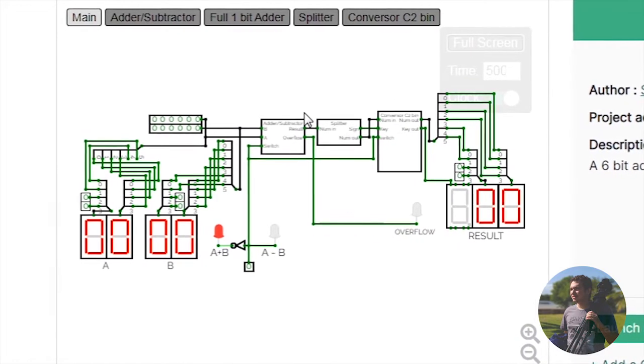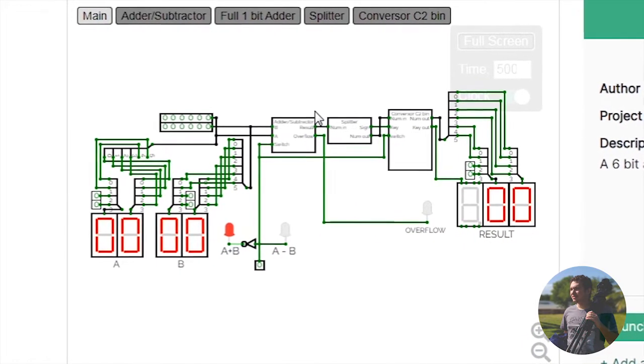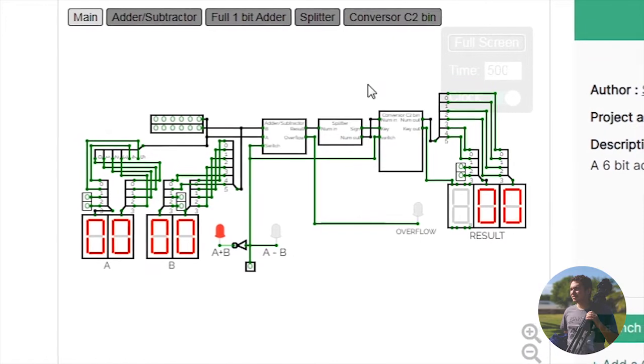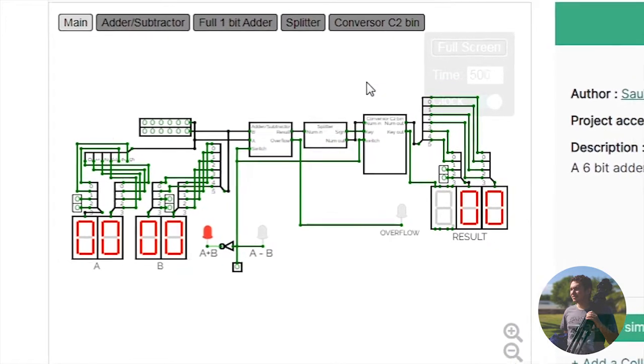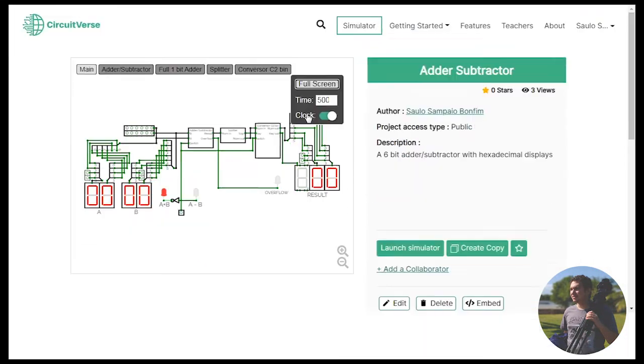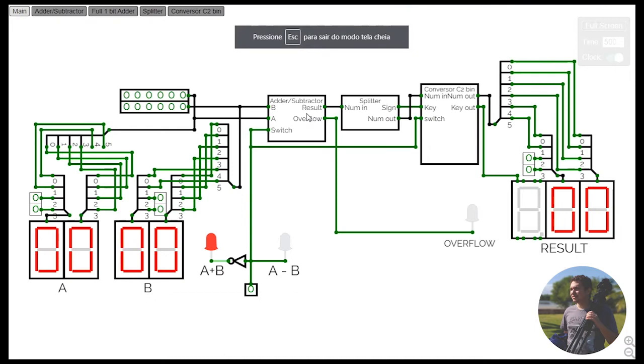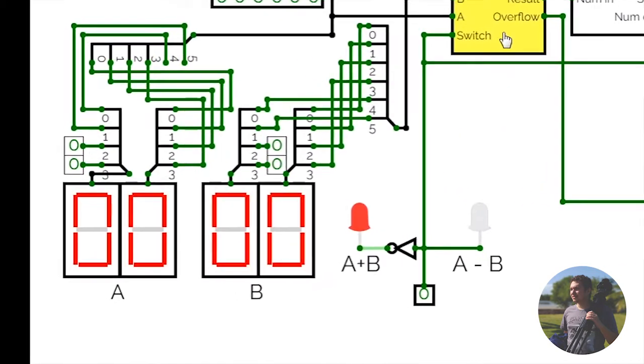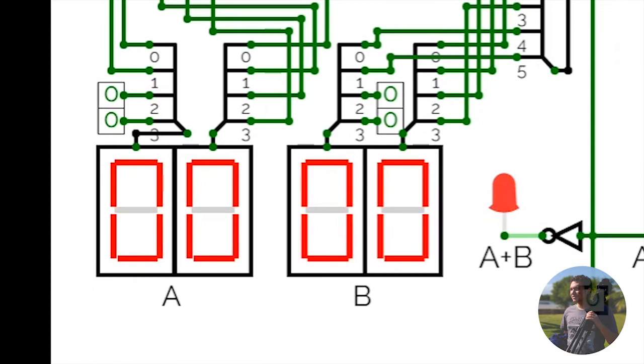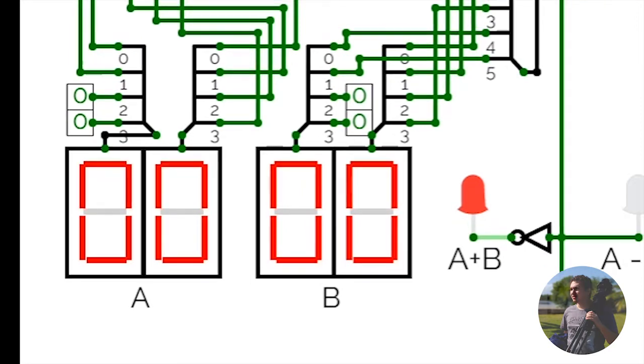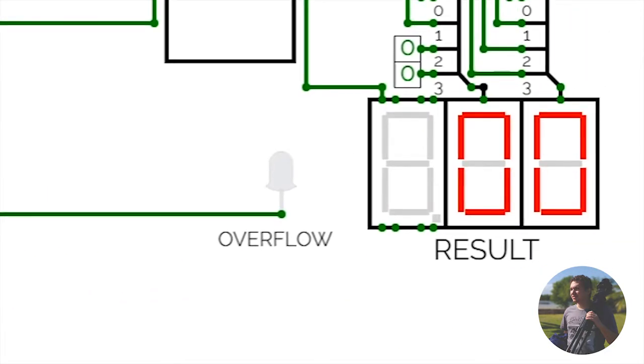This is a 6-bit adder-subtractor calculator. It can take two 6-bit numbers and add them together or subtract them. It features 6 hexadecimal displays, 2 to display each input number and 2 to display the resulting number of our operations. It also features a 7-segment display, which will give us a negative sign whenever the result happens to be negative.